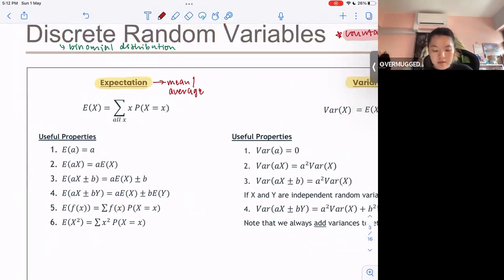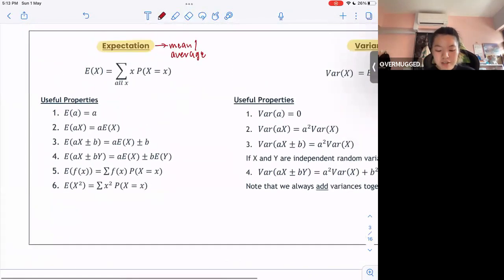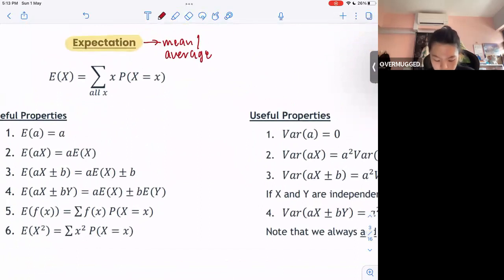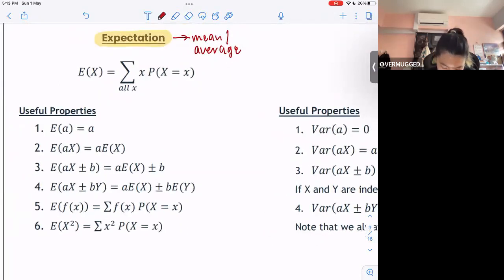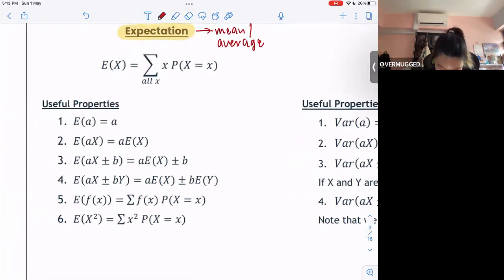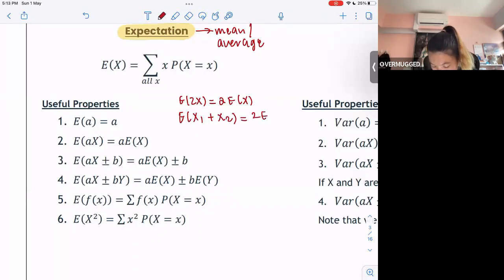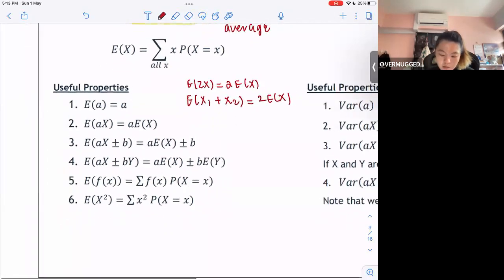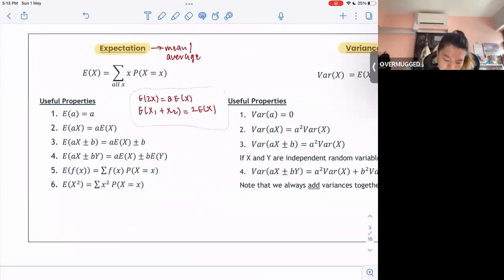Okay. So let's say, okay, you are trying to find the mean of two different occurrences. Okay, so let's say we have expectation of 2x. That would just be 2 times the expectation of x. Or let's say we have expectation of two independent, right, occurrences. That will just be 2 times the expectation of x as well. So you realize that for the mean, whatever happens to the variable, right, happens for the mean as well.